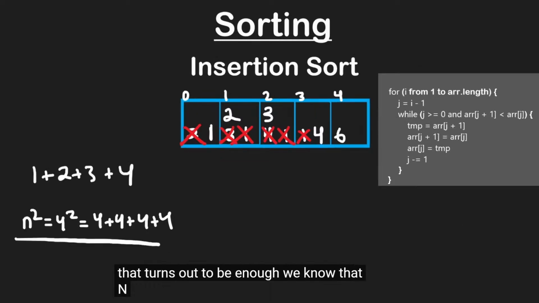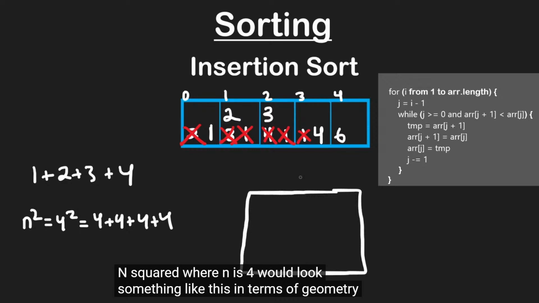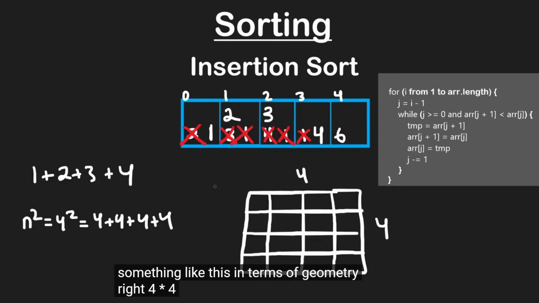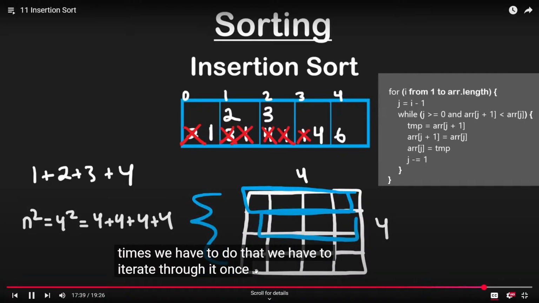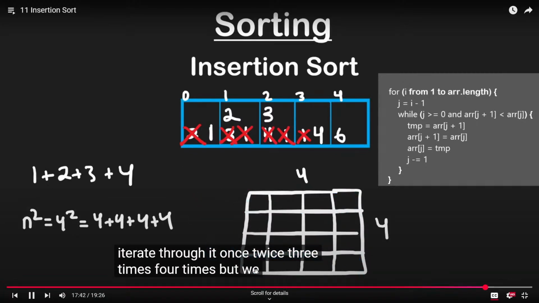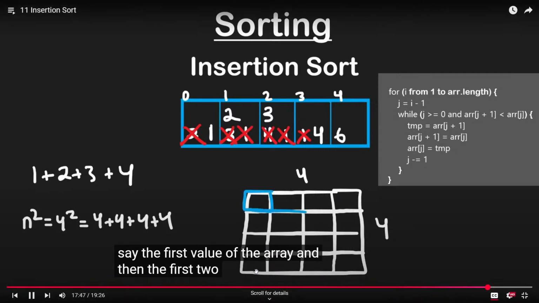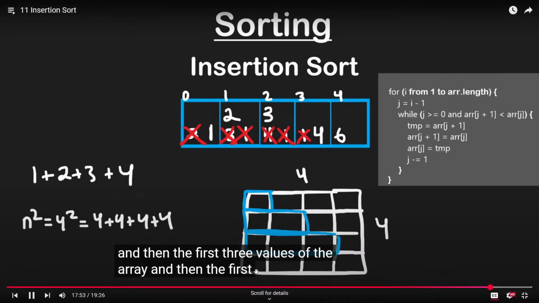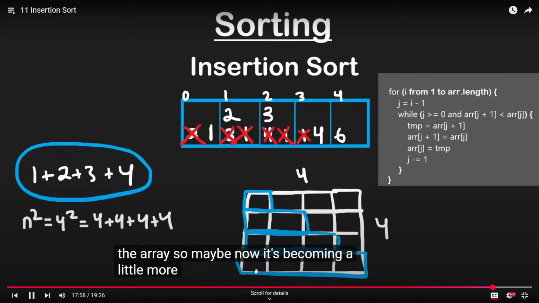We know that n squared, where n is 4, would look something like this in terms of geometry, right? 4 times 4. This is us having to iterate through an array of size 4, 4 times. We have to iterate through it once, twice, 3 times, 4 times. But we also have the case where we iterate through just, let's say, the first value of the array, and then the first 2 values of the array, and then the first 3 values, and then the first 4 values of the array. So maybe now it's becoming a little more obvious why this is bounded by this.